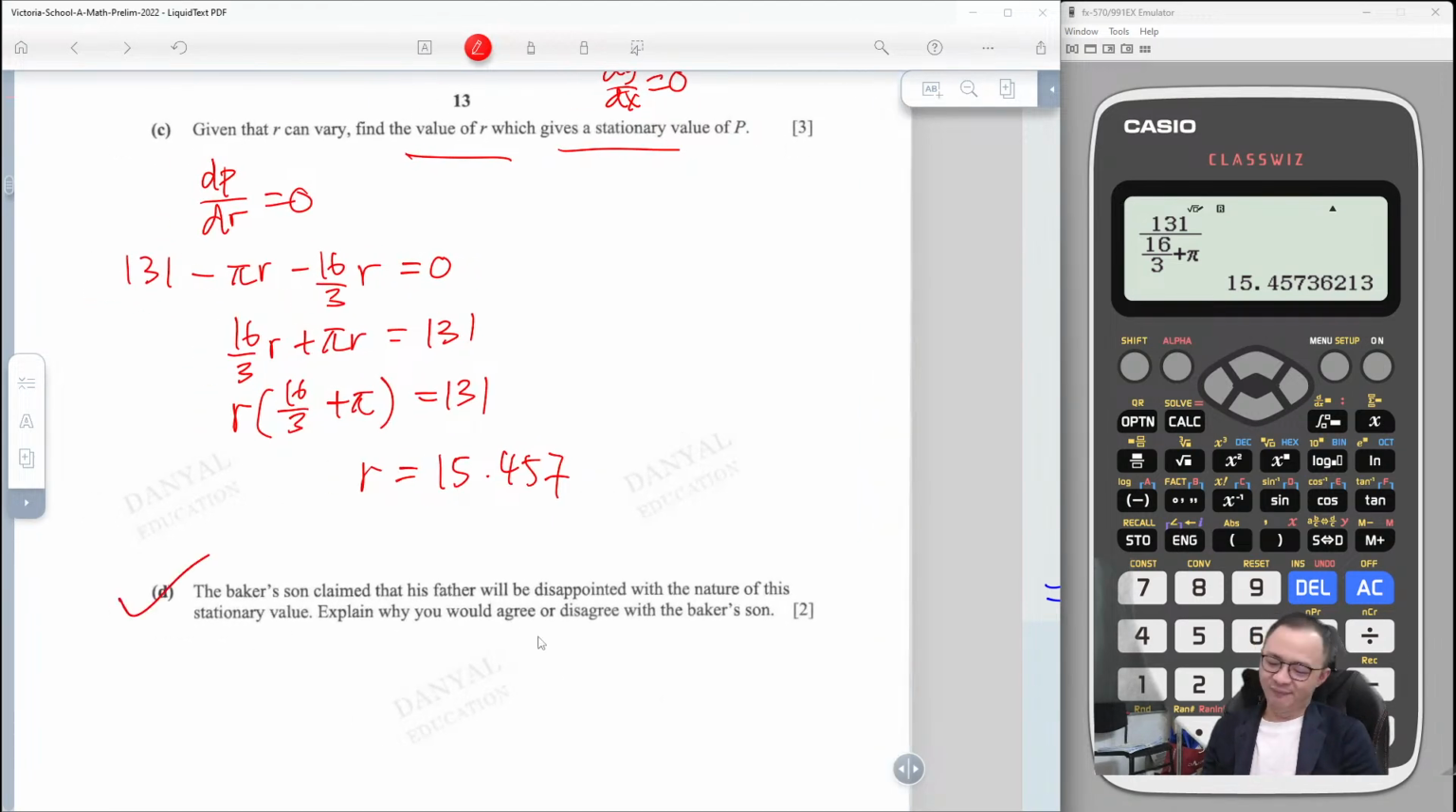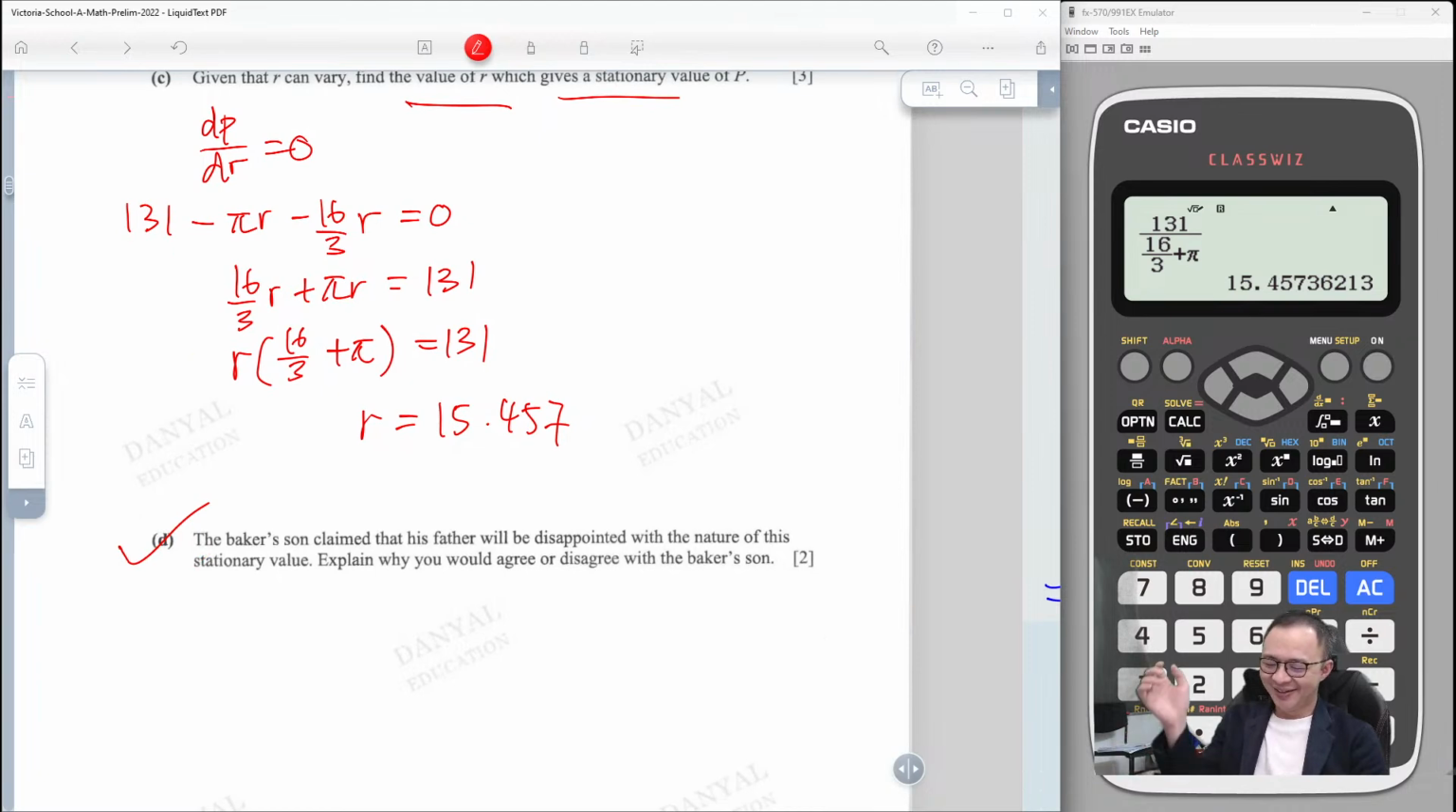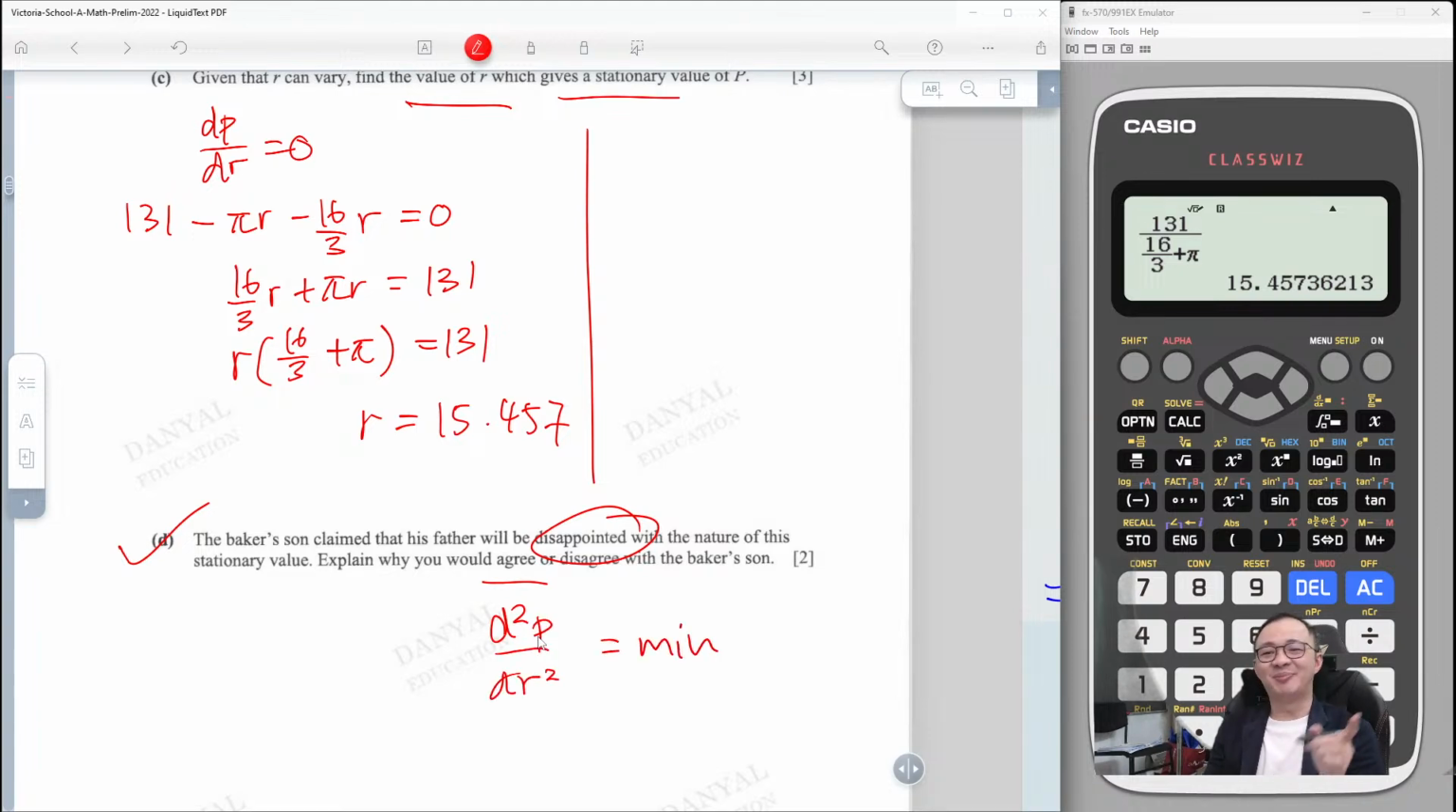Then they have some realistic questions. The baker's son claimed that his father will be disappointed with the nature of this stationary value. Explain why you would agree or disagree with the baker's son. So, you will be disappointed if they don't fully utilize the wire, isn't it? Therefore my objective is very simple. If I agree, it means later I do the second derivative. If I get the minimum, I really disappoint my son.